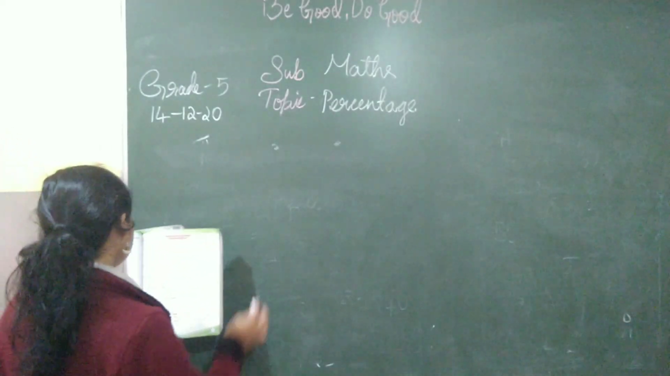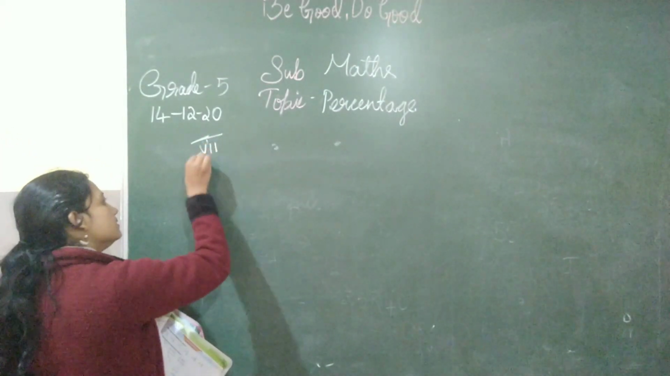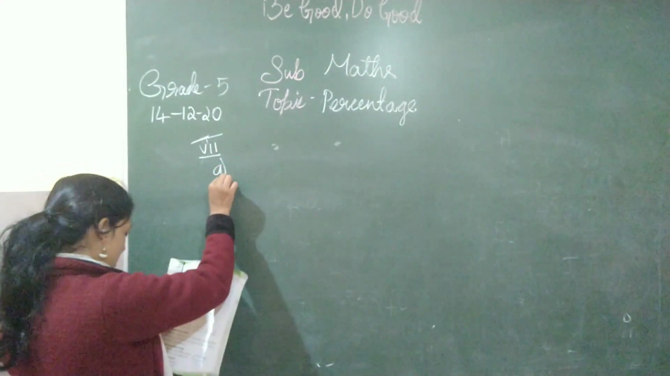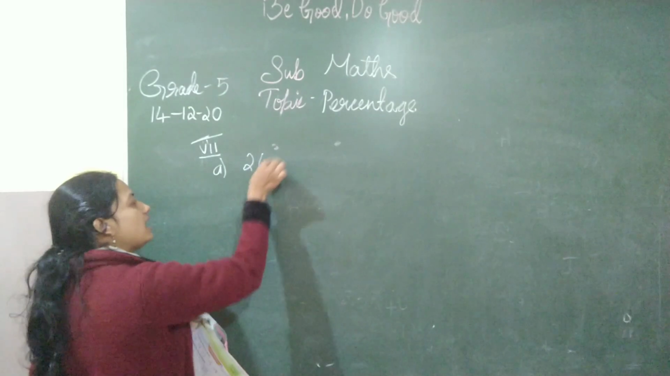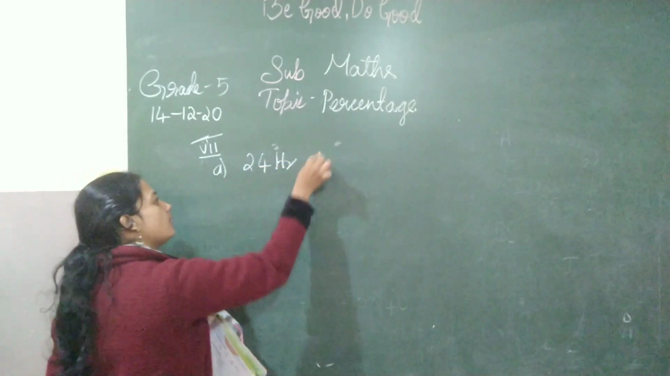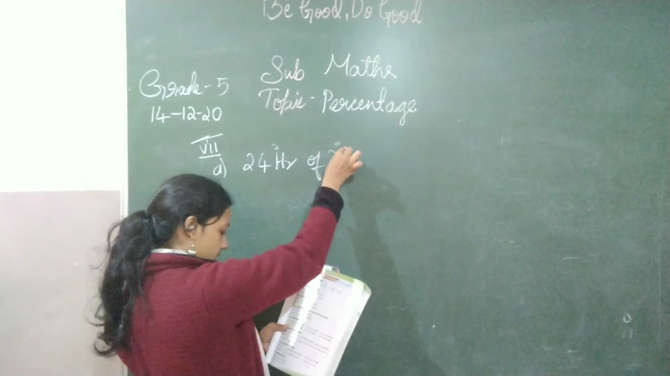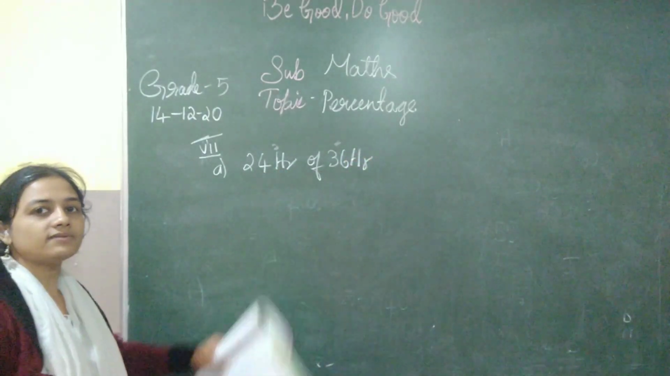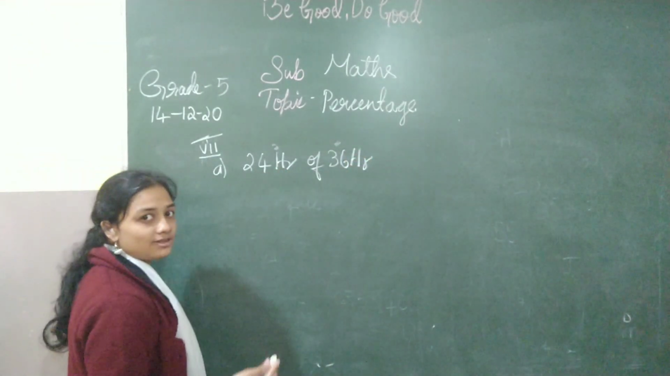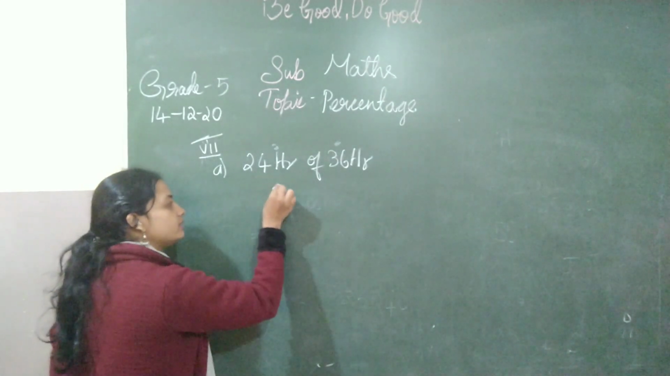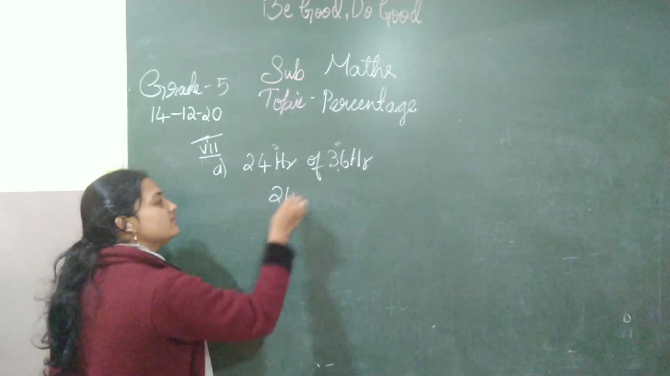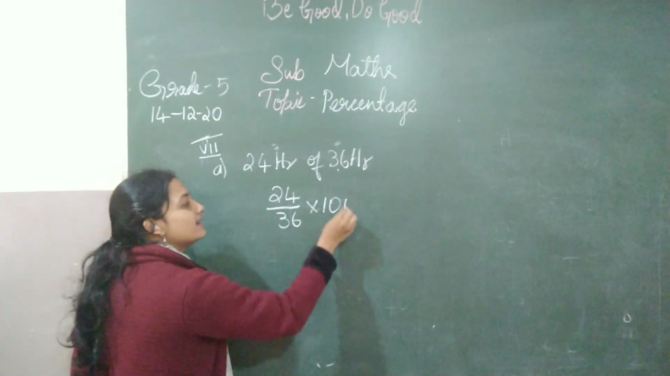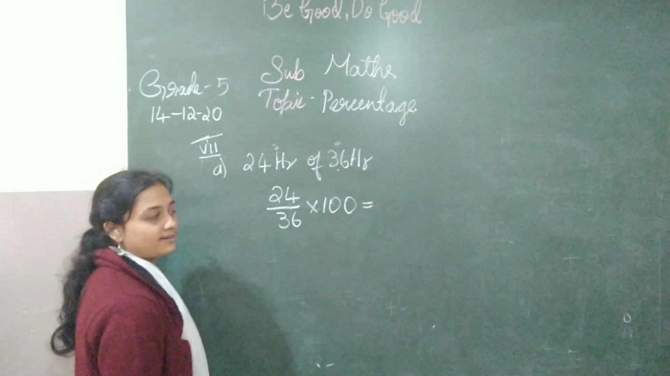So children, in the 7th main, they have asked you to write it in percentage. That is, they have given 24 hours out of 36 hours, right? What is the percentage of 24 hours in 36 hours? How will you find that? You write 24 divided by 36, and whatever is the answer, you multiply it by 100, you get it in percentage.